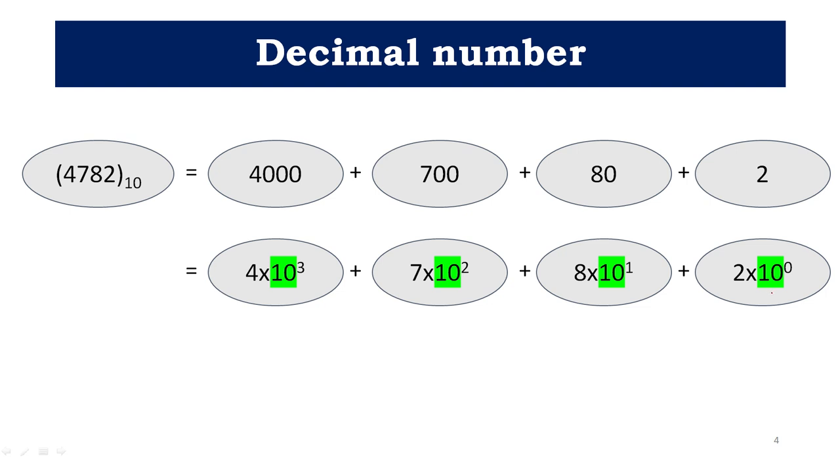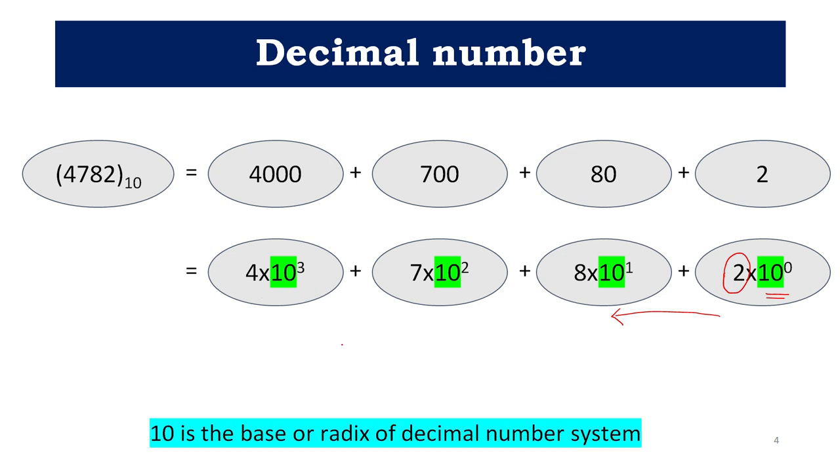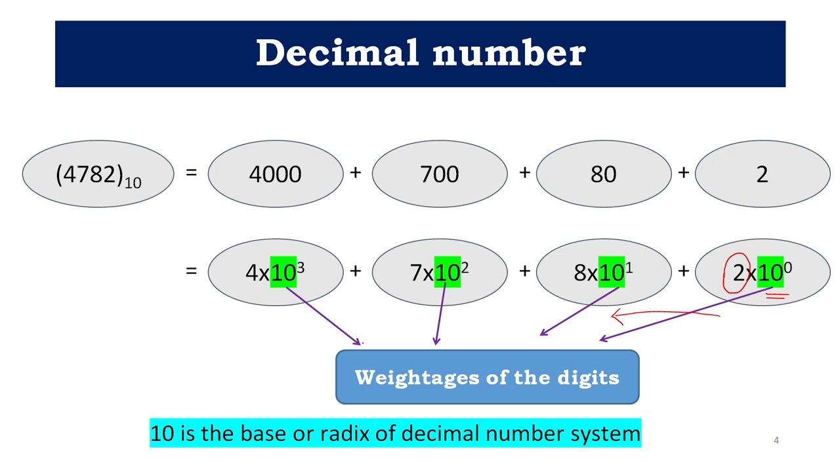So here each digit in the decimal number, that is 4782, has got weightage, and this weightage is represented as powers of 10, and the rightmost digit 2 having the least weightage as 10 power 0, and as we move towards the left of the decimal number, the order of the weightage keeps increasing. And here the number 10 represents the base or radix of the decimal number system, and the powers of 10 represent the weightages of the digits.